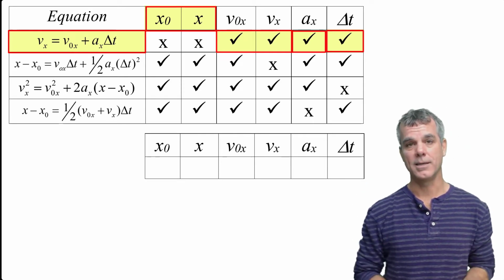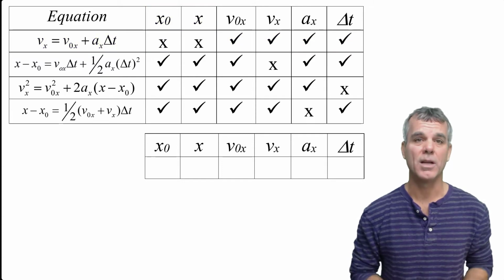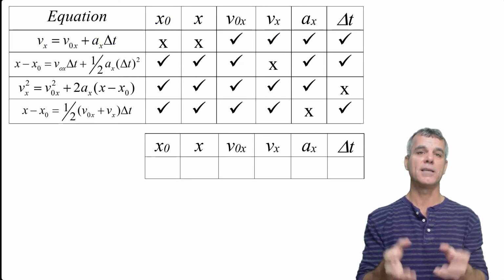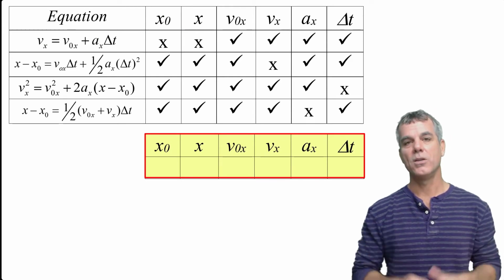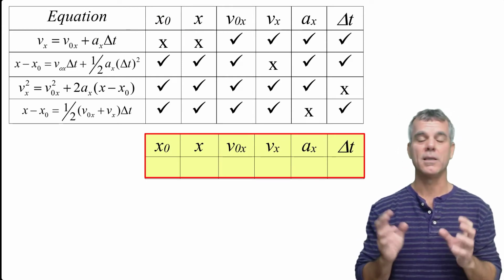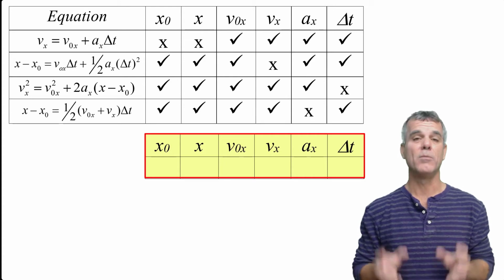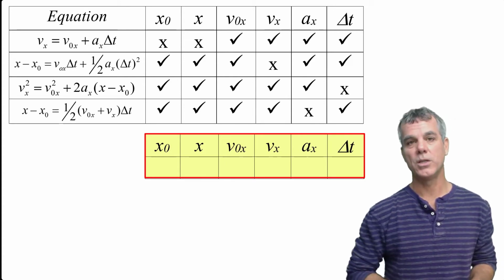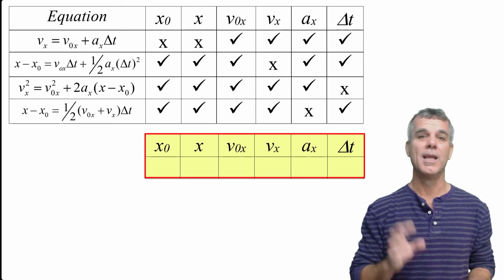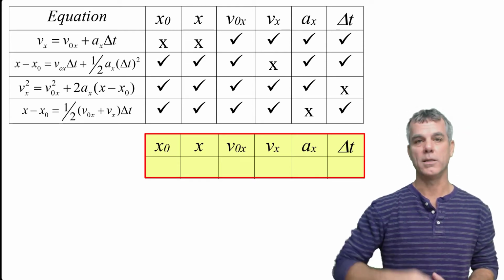I do not have my initial or final positions, which means I could not use this equation to solve for x or x naught. Then below this table, I also have listed the 6 physical quantities that you always see. You can then use this to put your unknown quantities and known quantities into it, and then by using the table, you can see pretty easily which equation contains your unknown quantity as well as your known quantities.